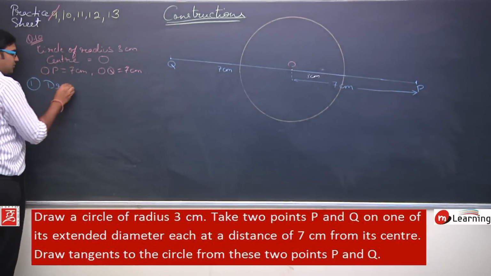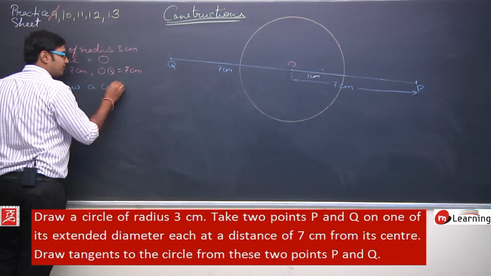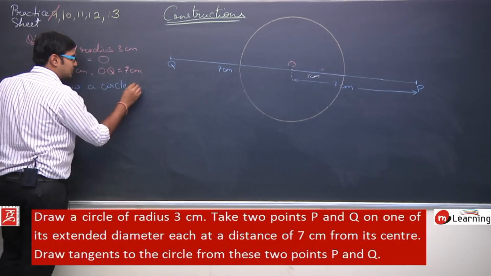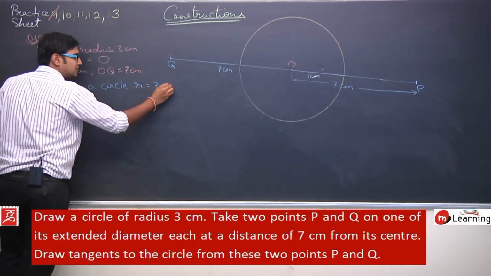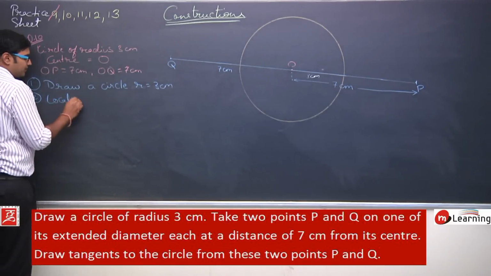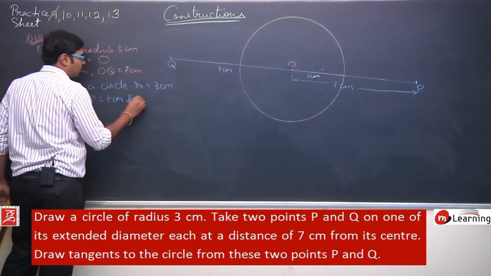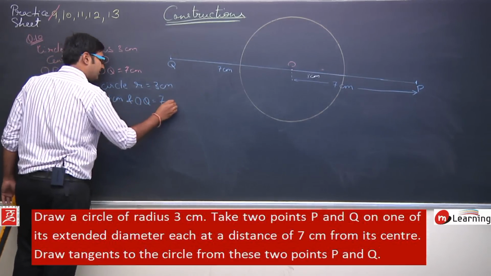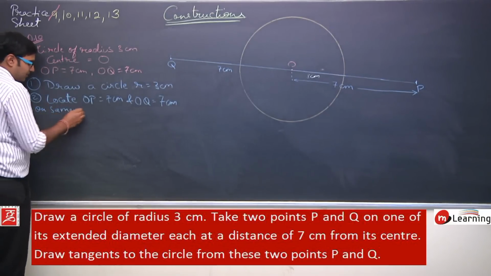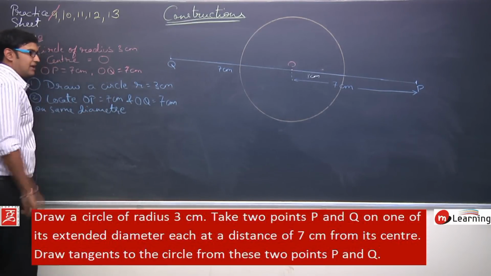Now what is the first step of construction? First step is draw a circle with radius 3 centimeters. Then second step is locate OP equal to 7 centimeters and OQ equal to 7 centimeters on the same diameter.